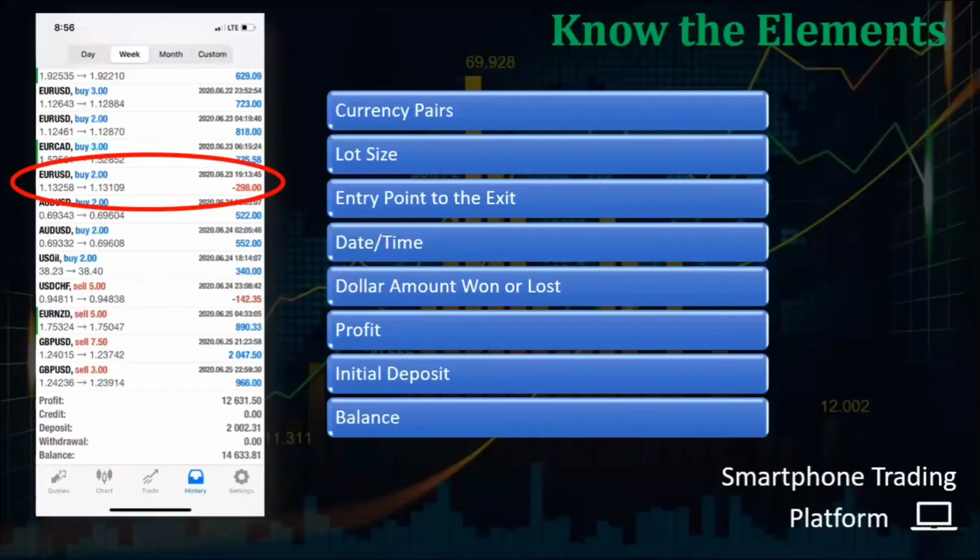Now let's look at the opposite of that win, so to speak. Again, it's the currency pair Euro to USD. It's a buy trade, 2.00 lot size, or $20, because we've got to convert it. Then you see the 1.13258, which is the entry point. But then you see the 1.13109. That would be the stop loss, because the trade did not go in the direction that this trader wanted it to go. And they ended up losing $298. So we know that blue is profit, red is a loss.